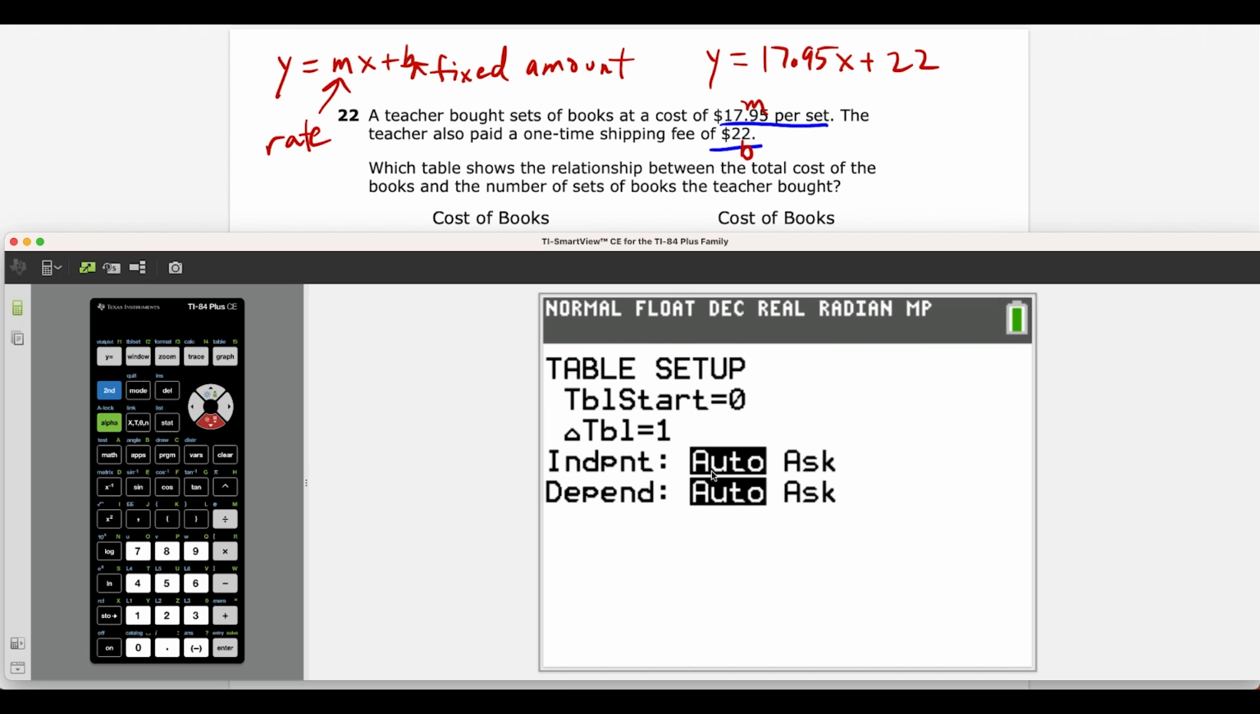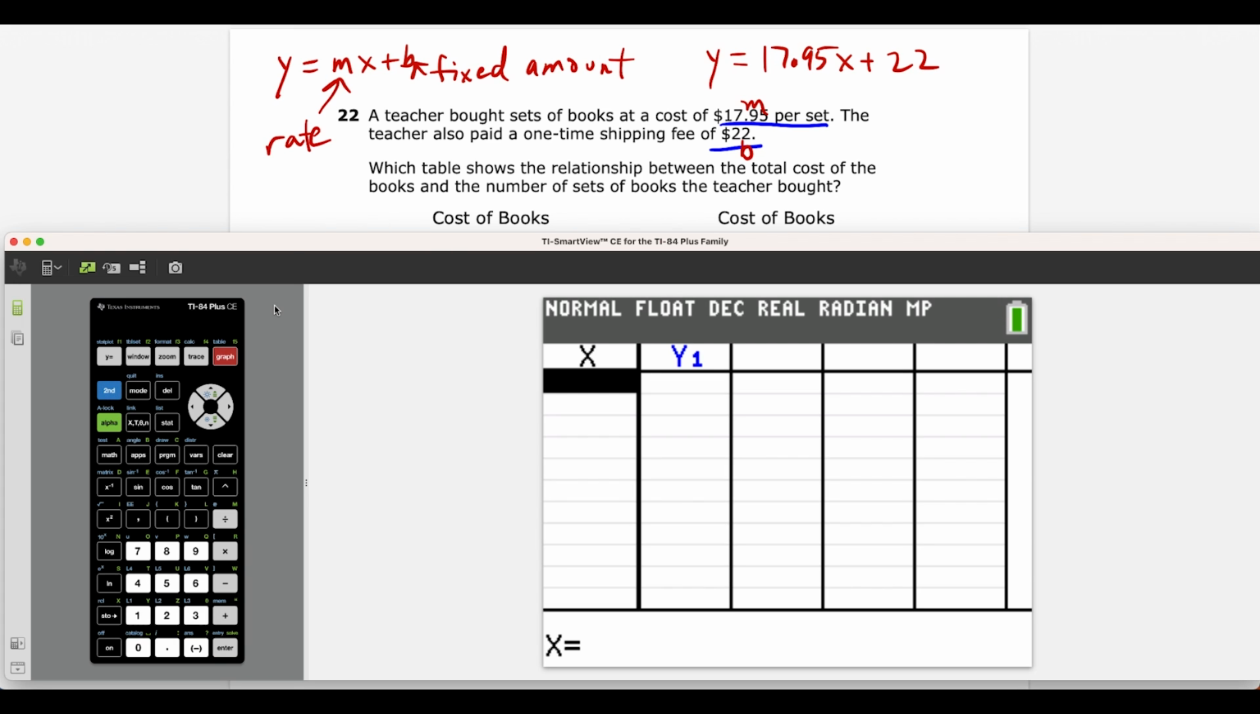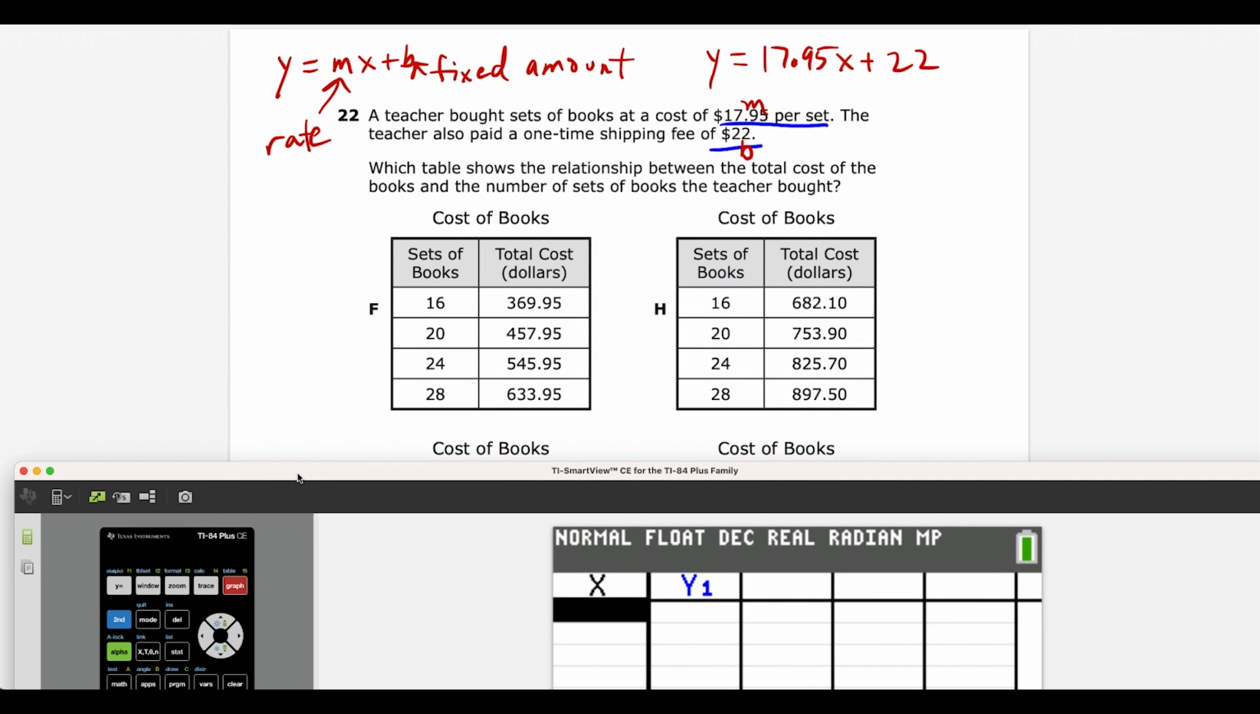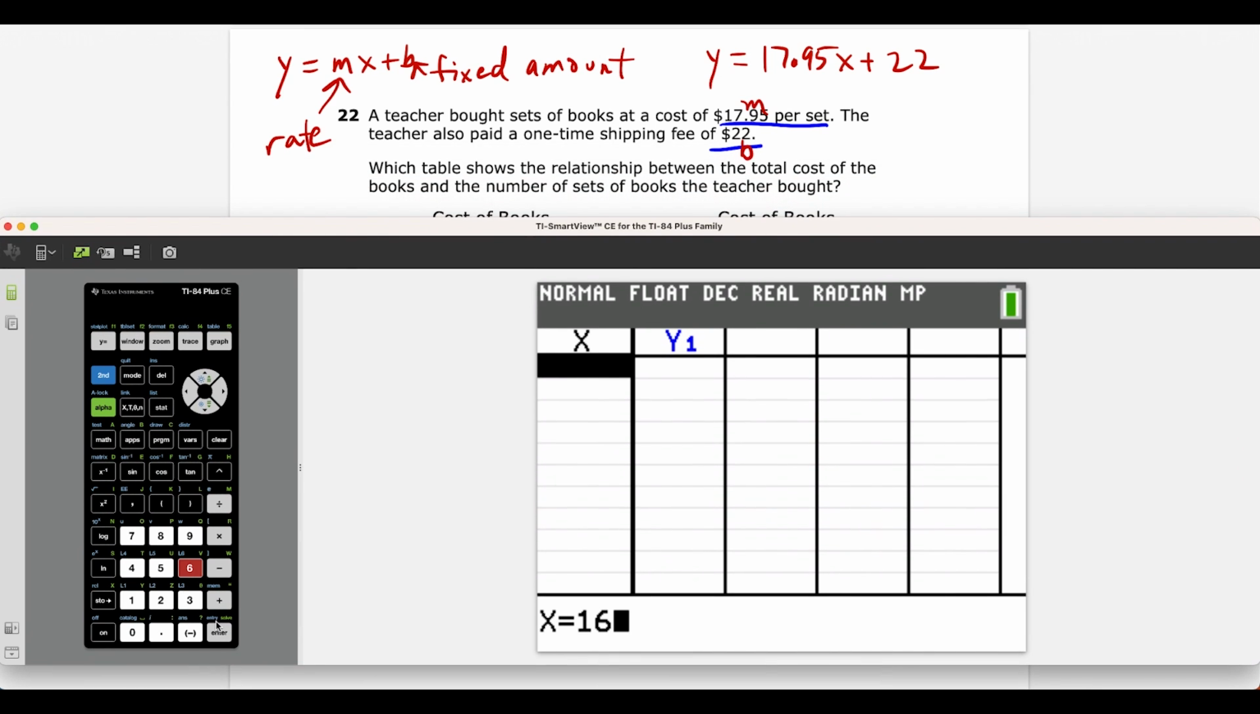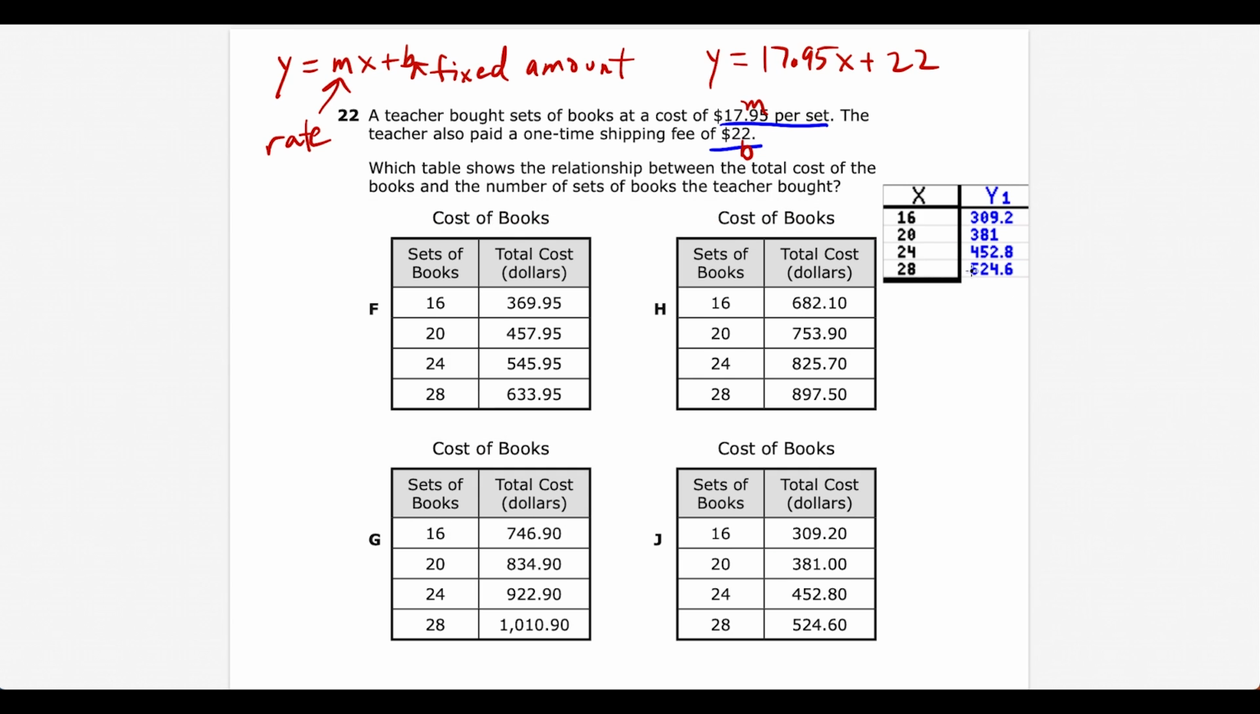We could change the independent variable from auto to ask. And what this allows you to do is manually input values if you want to get a custom table that looks just like the answer key here. So 16, 20, 24, 28. So we're just going to type those in. We have 16, 20, then we have 24, and then 28. And then these are the values to look for. So now we can just look at the table that we generated in the calculator and scan the answer choices, and this is going to match up with choice J.